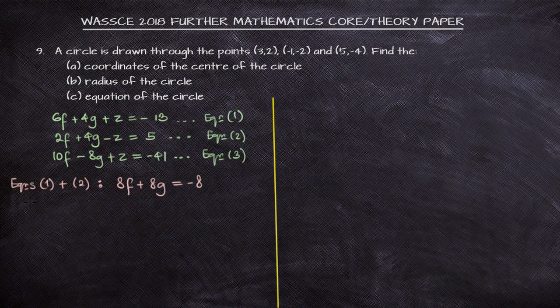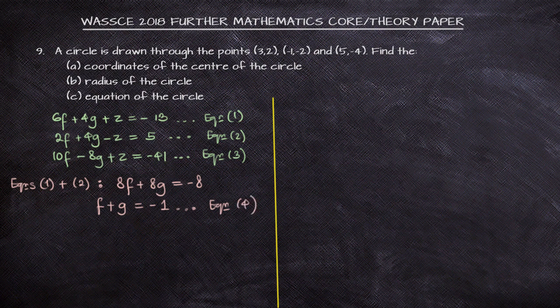Now, of course, 8 is common all through. If I divide through by 8, I'm going to have f plus g is equal to minus 1. This I can call my equation 4.